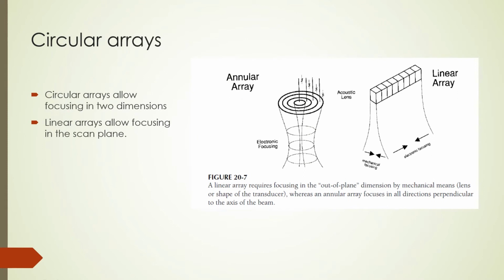Another type of array, the annular array, can focus in all planes perpendicular to the axis of the beam. The annular array shown on this image consists of a series of piezoelectric elements arranged in concentric rings. The beam may be focused at various distances from the transducer phase by varying the time delays among excitations of the rings. A linear array is also shown on this slide to the right.